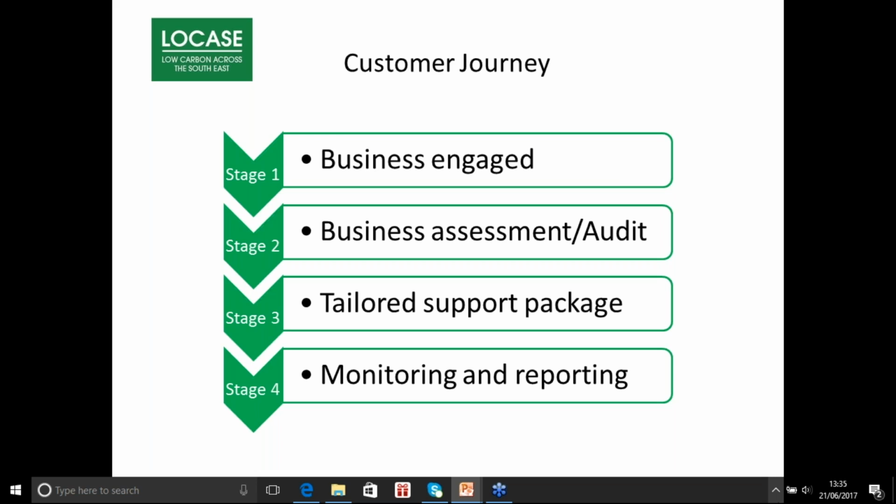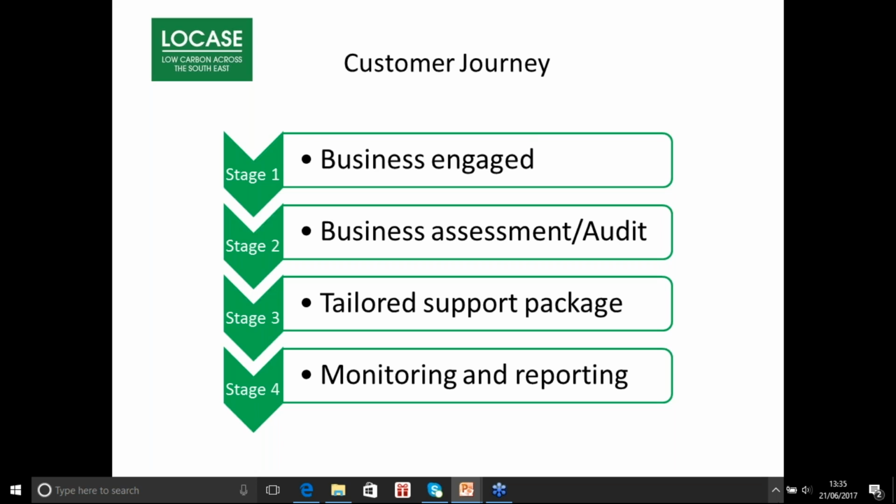And if there really isn't anything that we can help you with, we will refer you on to other projects. There are lots of other projects out at the moment that have got funding that you might be able to access, and they're not all related to energy efficiency. So there could be other projects out there that you could get help with.